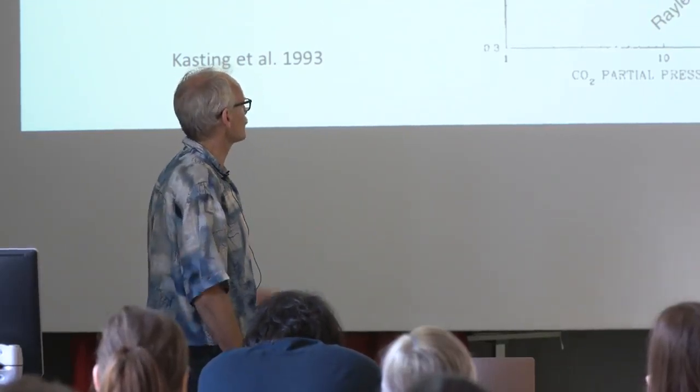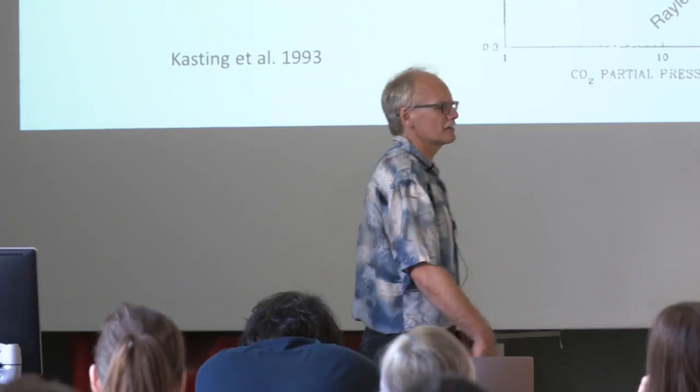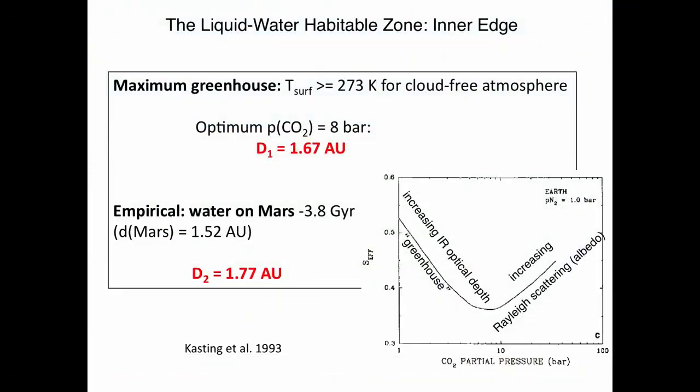But if you increase it further, there is more Rayleigh scattering, there's actually at some point cloud formation. Then it gets worse again. So take Mars, add CO2. There's a limit. You cannot just heat it up as you want. There's a limit. And if you do that limit, you get to a result that says about 1.67 AU, and you should not be further out than that.